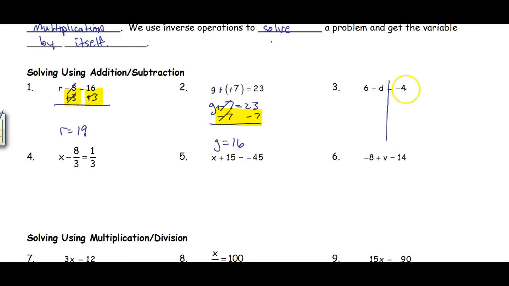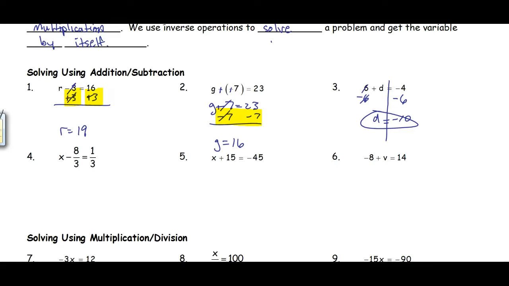Okay, so 6 plus d equals negative 4. What's the opposite of 6? Okay, we're not going to move our negative 4. We're trying to get d by itself. So here, what's the opposite of 6? Minus 6. Notice how I'm going to do it on both sides. These cancel. You're left with d equals negative 10. There's your answer.